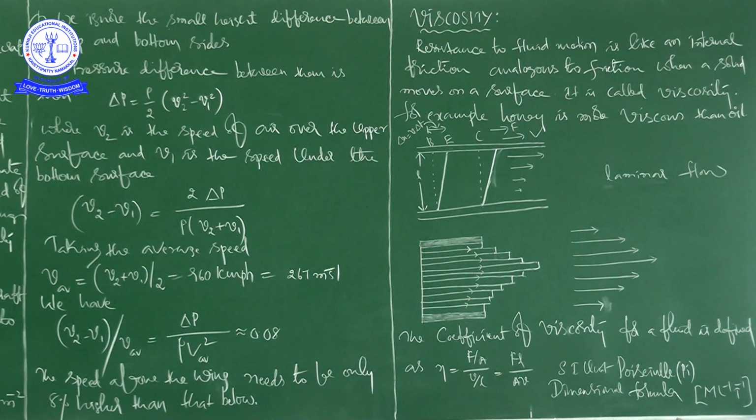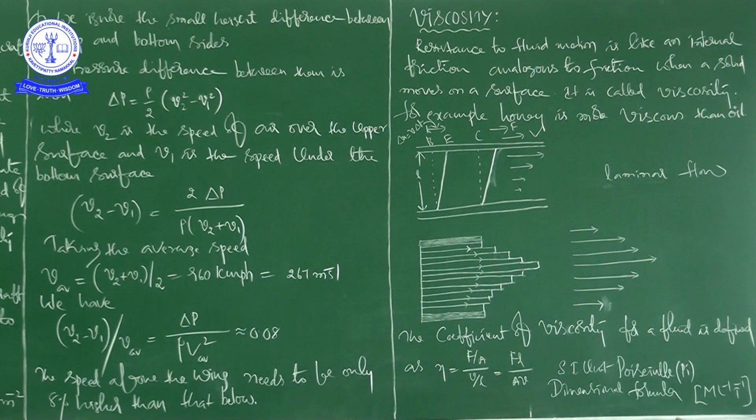So 0.08 means you can write 8 by 100. When we state this result in terms of percentage, the speed above the wing needs to be only 8% higher than that below. Based on this expression, we can say the speed above the wing needs to be only 8% higher than that below.